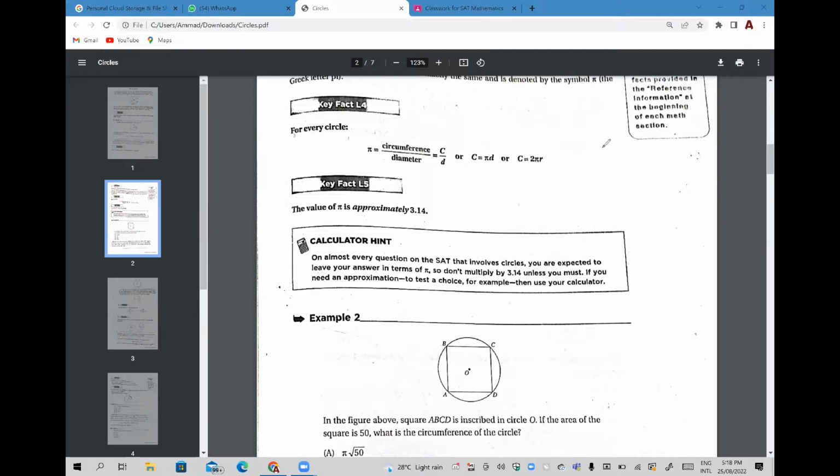We need to understand these formulas because the diameter is twice the radius. So technically it's pi times diameter, and simplifying it becomes 2 pi r. This is the formula for the circumference of a circle. What is circumference? The outer perimeter, the outer boundary of a circle.